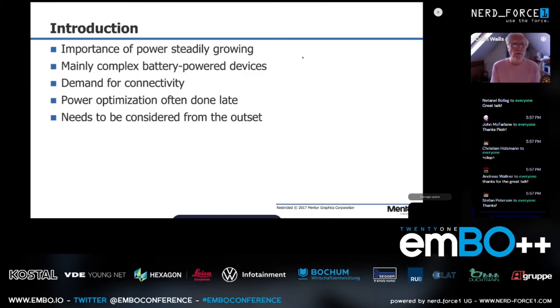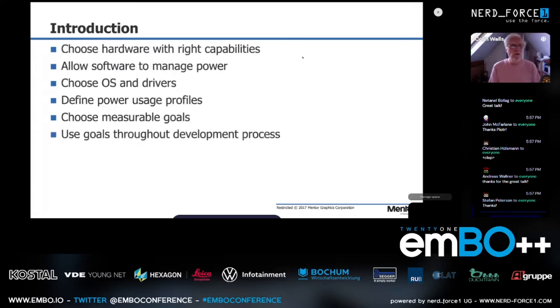The problem is that power optimization is often done late in the design. That is not efficient, it's not sensible, it's not safe, really. You need to consider power from the outset. As soon as you start your design, you need to think about power management. So what do we need to do? We need to choose hardware with the right capabilities. I said I'm going to focus on software, but I accept the point that the starting point is choosing the right hardware. That hardware must allow the software to manage power. The logic of this is that the software knows what's going on at any one time and therefore can make sensible decisions about what resources it needs and hence control the power consumption.